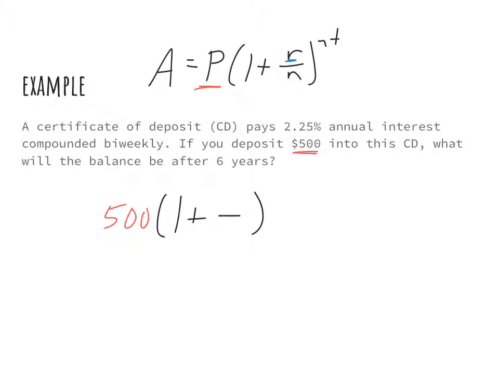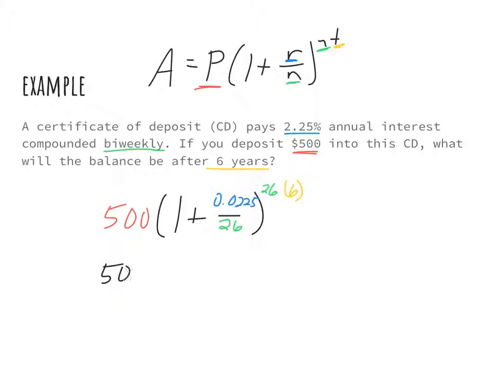Our interest rate as a decimal, it's 2.25%, so moving the decimal to the left 2 spots, it's going to be 0.0225. For our value for N, the number of times it's compounded per year, bi-weekly, again, is every other week. So if it's every other week and there are 52 weeks in a year, that means we're going to compound it 26 times. And then finally, our time in years, they want to know for 6 years, so we're going to put in the 6 there for T.